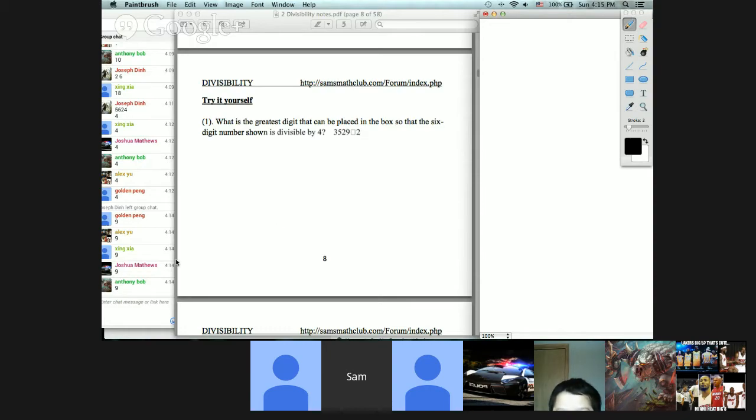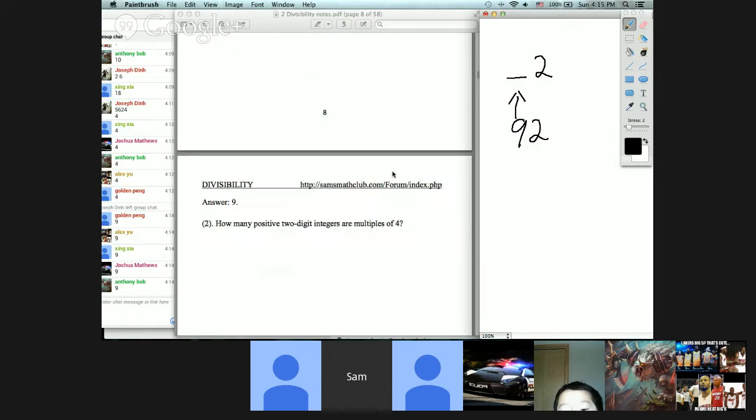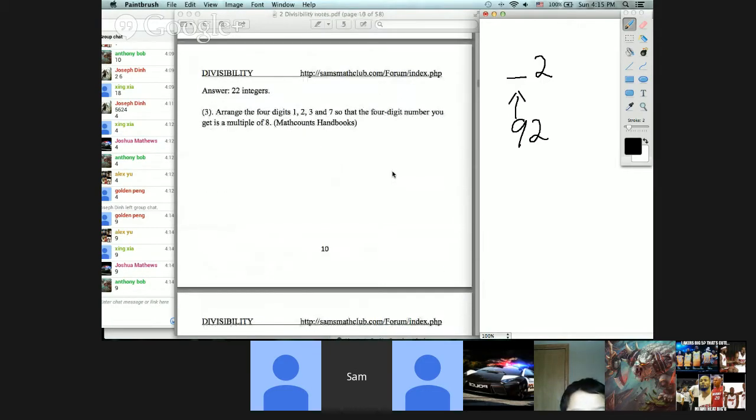Okay, nice job, guys, down here. The answer is 9. Again, it's using the concept that if it's divisible by 4, then the last 2 digits must be divisible by 4. So blank 2 must be divisible by 4. 1 works, but it asks for the greatest digit that can be placed in the box. So the 6-digit number is divisible by 4, and 92 is divisible by 4. So 9 goes in there, and it works out well. Okay, nice job, guys. We'll skip that one.